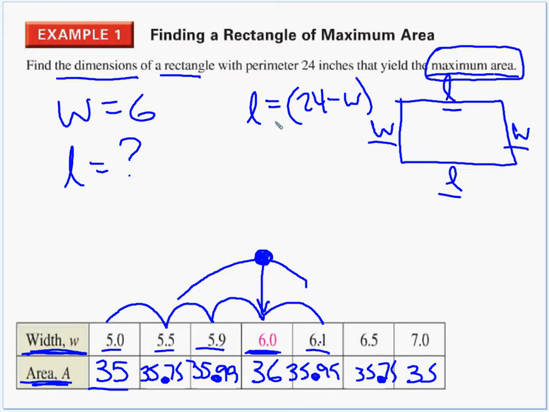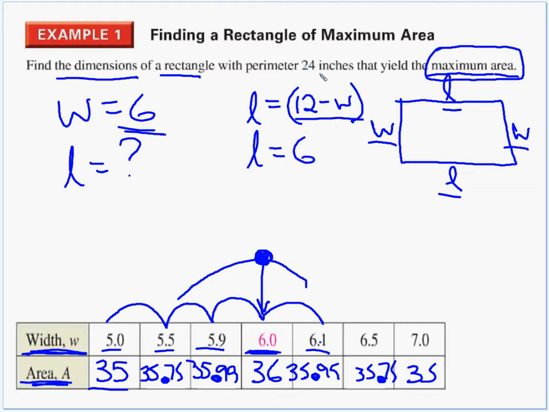So if we put that 6 in for there, 24 minus 6 would equal 18. Oop, hold on, back up. That L of 24. Remember, I forgot we divided through by 2, so that should have been 12 minus W. That's it. Length is 12 minus W. So if we put our width, our 6 in there, 12 minus 6 is 6.